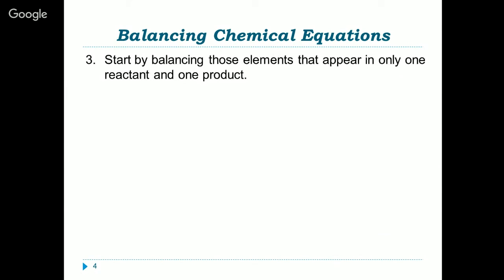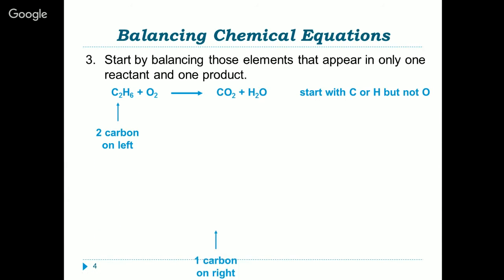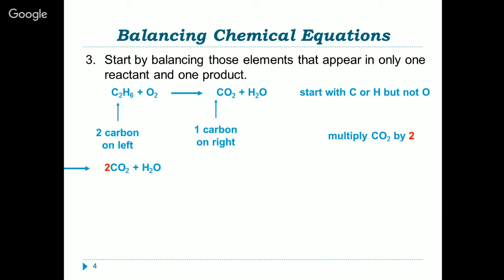So we always start by balancing the elements that only appear once on either side of the equation. So we can start with carbon, and we look here, we see there are two carbon atoms on this side. There's one carbon atom on this side. So we're going to add a 2 in front of the carbon dioxide.